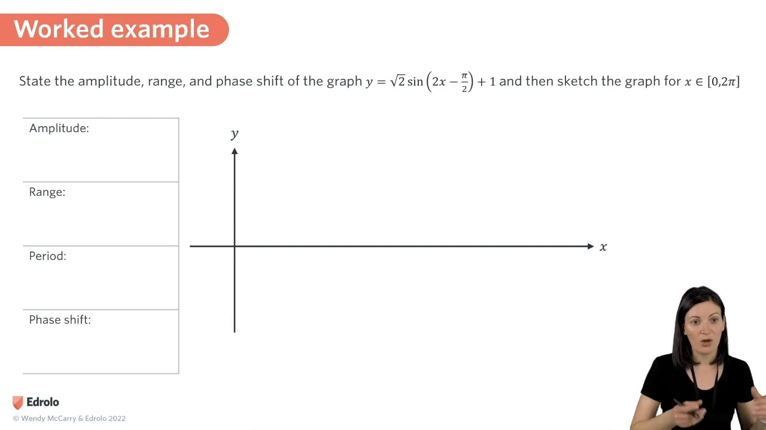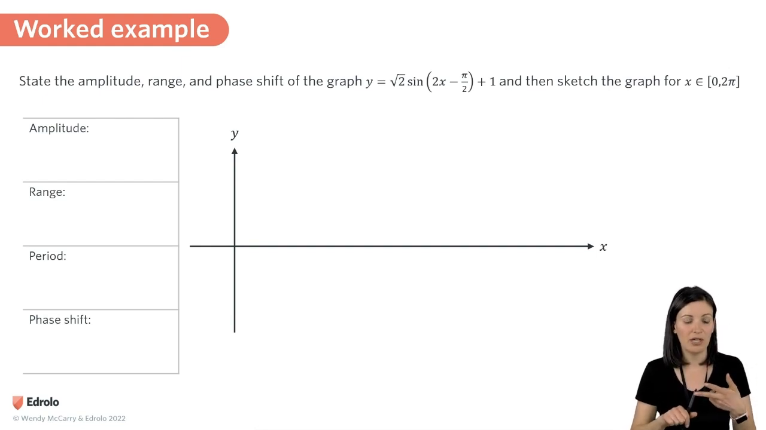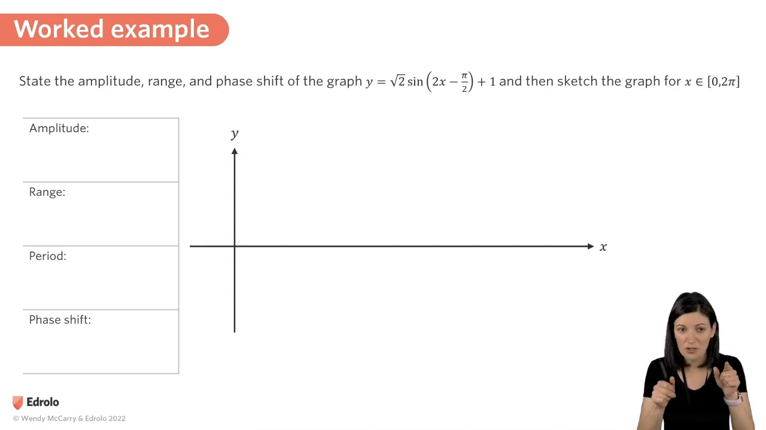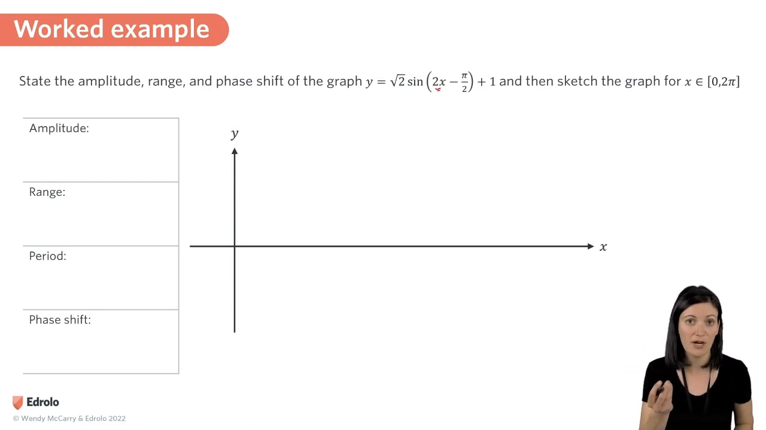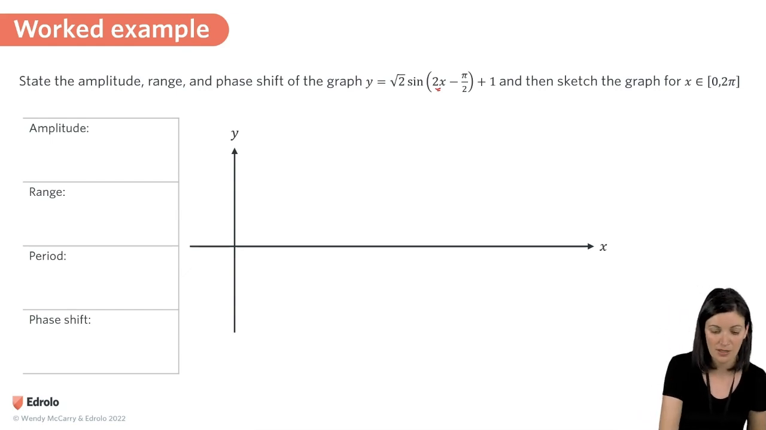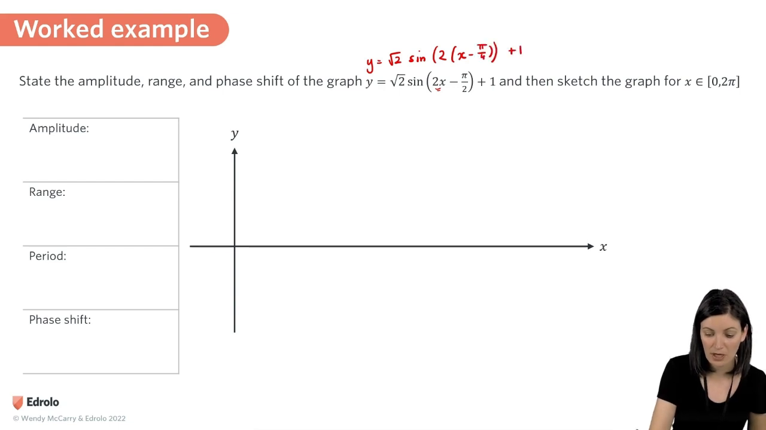We're first going to think about what our amplitude, range, period, and phase shift are. But that's not what we're going to do first. What we are going to do first is make sure that this equation is written in the right format. I can see here that I've got this 2x, which means that I need to factor that 2 out first before I start thinking about any of these transformations. So I'm going to rewrite this as y equals root 2 sine of 2x minus pi on 4 plus 1.